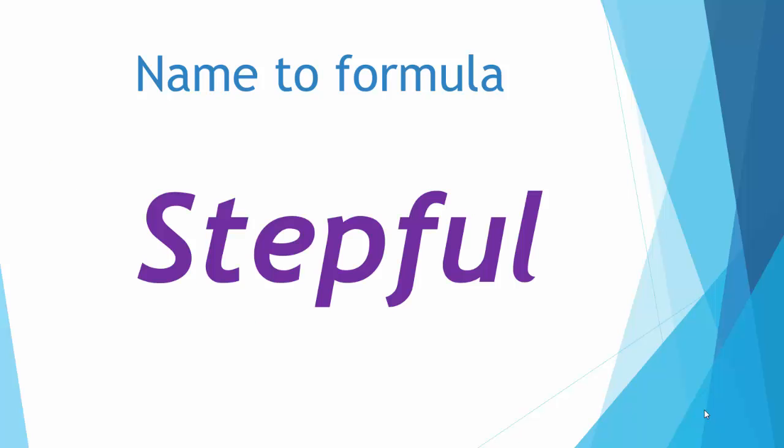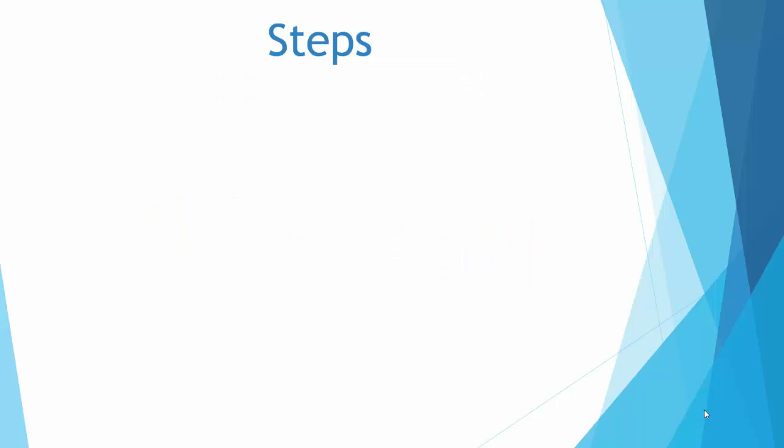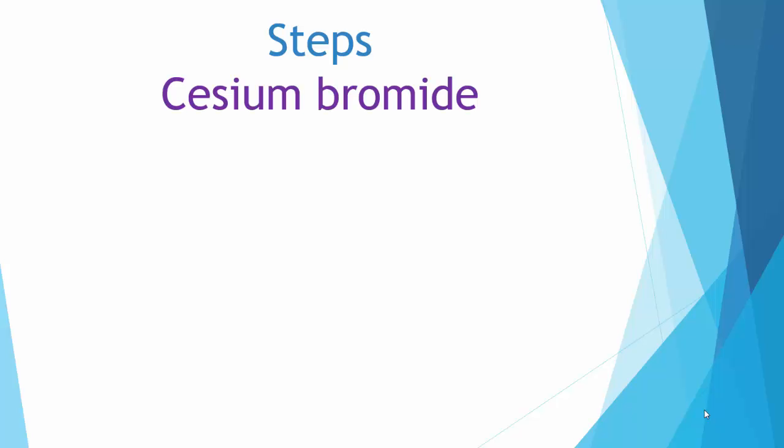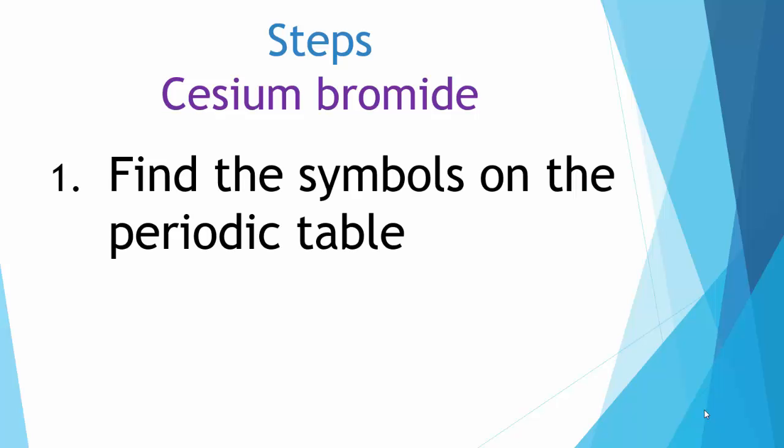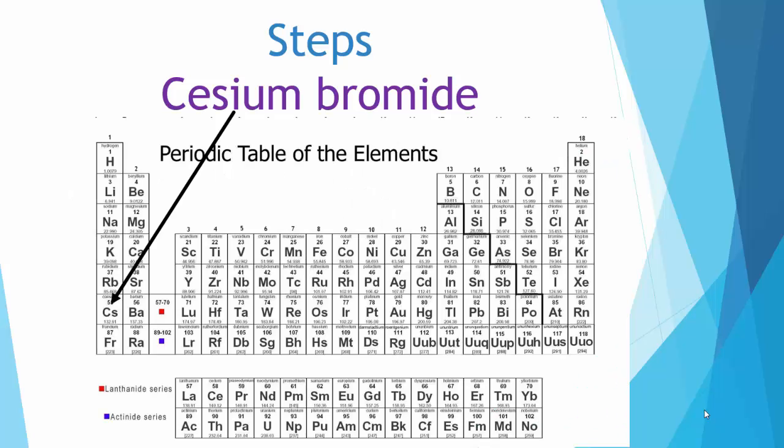So we're going to be going in this video from the chemical name to the formula. And this is a stepful procedure. There are 4 steps you're going to have to follow, and I'm going to elucidate the steps utilizing 3 examples. The first example will be cesium bromide. Your first step is to find the symbols on the periodic table. So here's a periodic table, and we find cesium in the first representative column, and so we know the symbol is Cs. And bromine is here in this column, and it's Br.